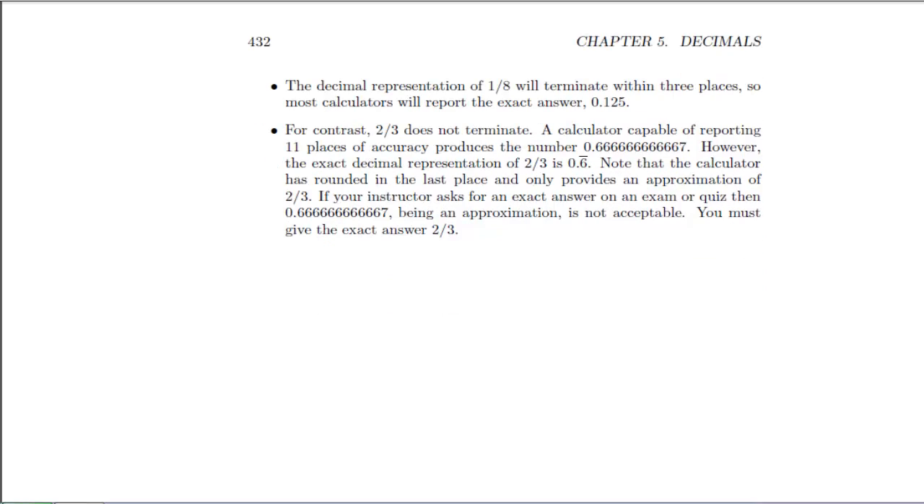A calculator capable of reporting 11 places of accuracy produces the number. However, the exact decimal representation of 2 over 3 is 0.6 with a bar over the 6. Note that the calculator has rounded in the last place and only provides an approximation of 2 over 3. If your instructor asks for an exact answer on an exam or quiz, then an approximation is not acceptable. You must give the exact answer, 2 over 3.